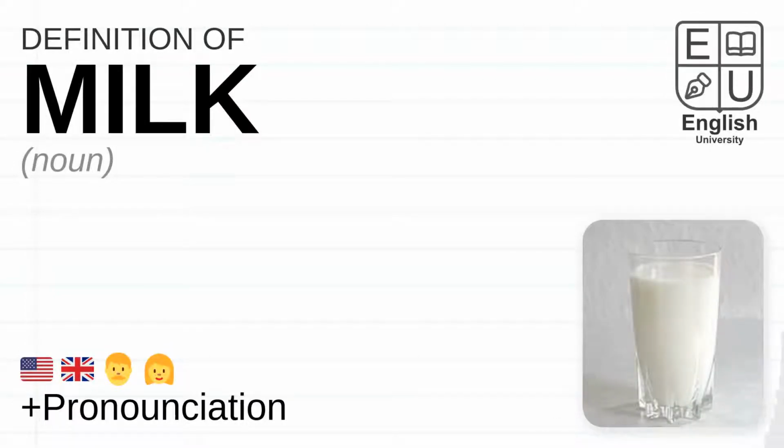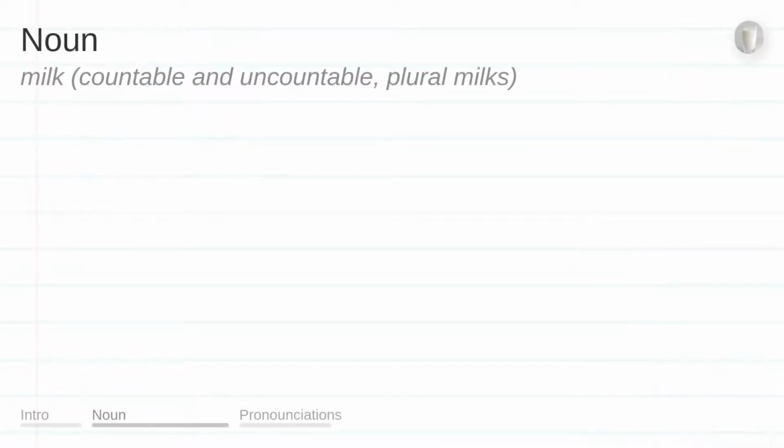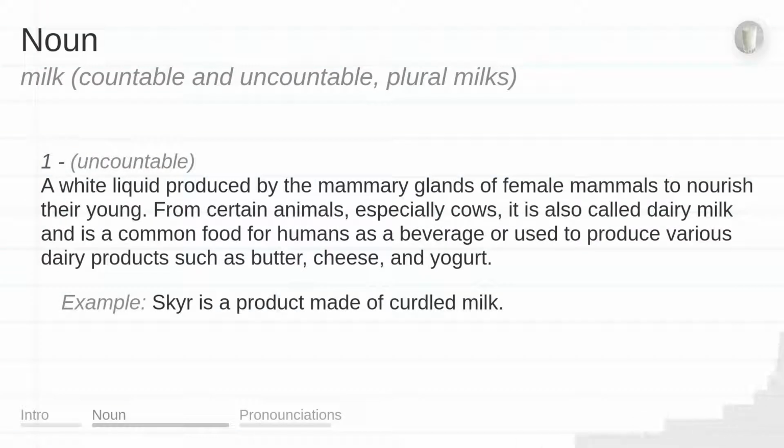Definition of the word milk. Noun. A white liquid produced by the mammary glands of female mammals to nourish their young. From certain animals, especially cows, it is also called dairy milk and is a common food for humans as a beverage or used to produce various dairy products such as butter, cheese, and yogurt.